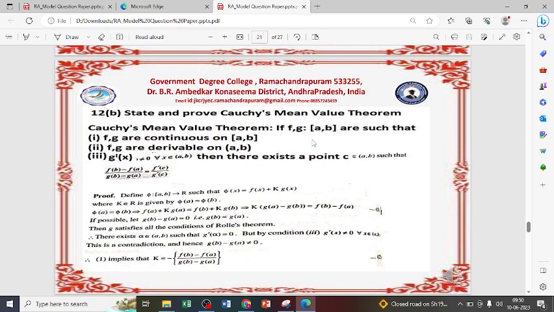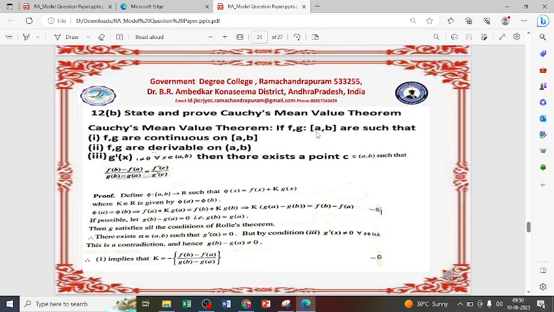f and g are functions from closed interval [a, b] to R such that, number 1, f and g are continuous on the closed interval [a, b]. Number 2, f and g are derivable on the open interval (a, b). Number 3, the derivative g'(x) is not equal to 0 for all x belonging to the open interval (a, b). Then definitely there exists a point c belonging to the open interval (a, b) such that (f(b) minus f(a)) divided by (g(b) minus g(a)) equals f'(c) divided by g'(c).